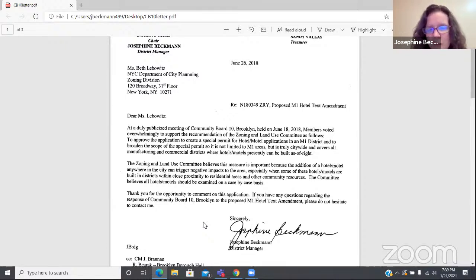The Zoning and Land Use Committee believes this measure is important because the addition of a hotel motel anywhere in the city can trigger negative impacts to an area, especially when some of the hotels motels are built in districts within close proximity to residential areas and other community resources. The committee believes all hotels motels should be examined on a case-by-case basis. Again, giving the opportunity for public comment.